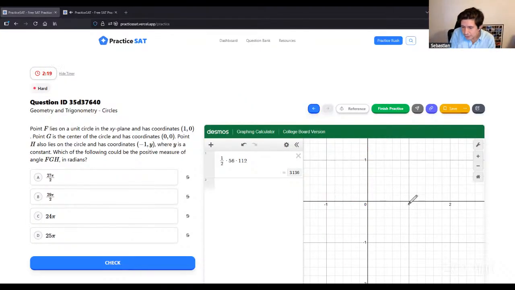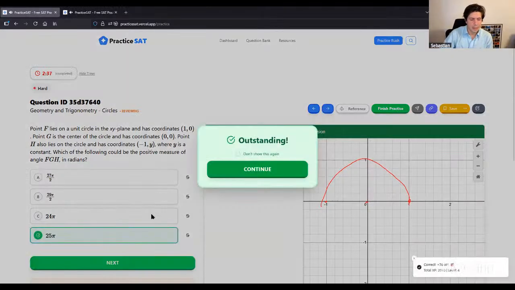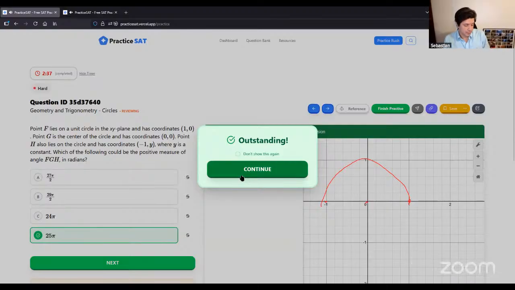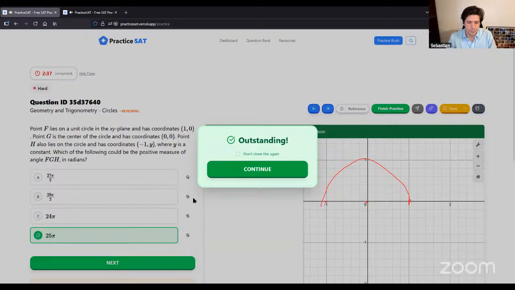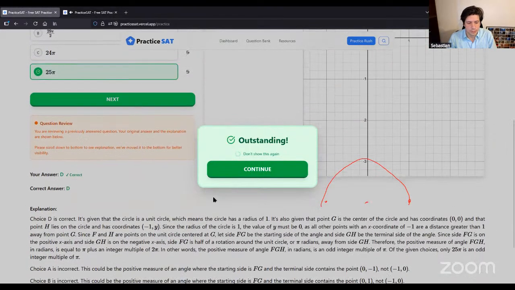So 1 comma 0, 0 comma 0, negative 1 comma 1. So that's a total of pi. So it should be D. Why is it a D, you might ask? Because 2 pi would give us an even value, but we just wanted 1 pi. So we wanted a whole pi, but we want it to be an odd number. So let's go down.